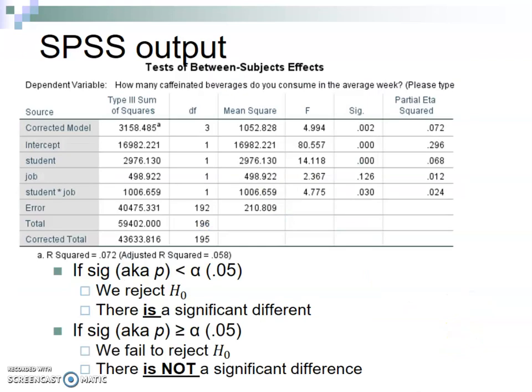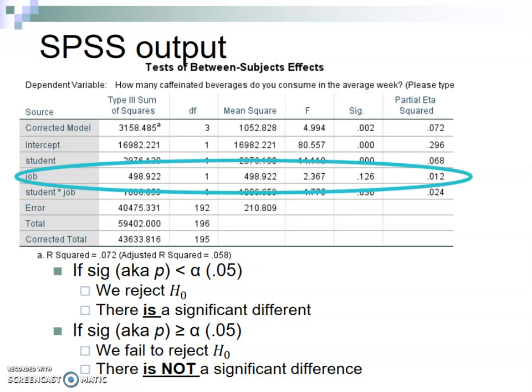So let's look to our SPSS output here. And much like before in the last hypothesis test, we're going to look for the row that represents job. So we'll look for that variable in our SPSS output. Again, we're going to look at this sig value and compare it to our alpha level. So the same rules apply here. If that is smaller than 0.05, we would reject our null hypothesis. If it's bigger than 0.05, we fail to reject our null hypothesis.